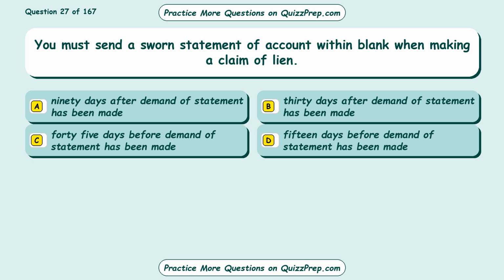Option A, 90 days after demand of statement has been made. Option B, 30 days after demand of statement has been made. Option C, 45 days before demand of statement has been made. Option D, 15 days before demand of statement has been made.